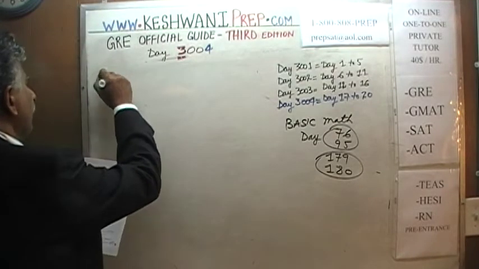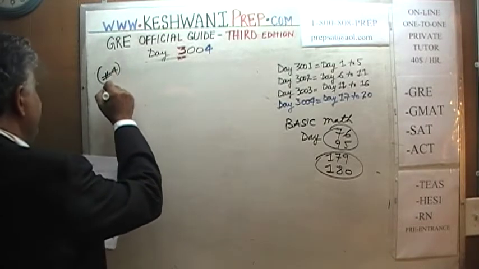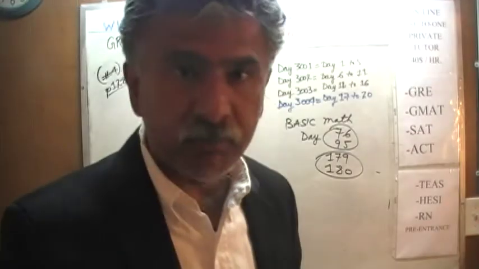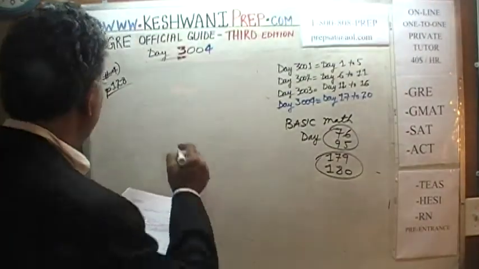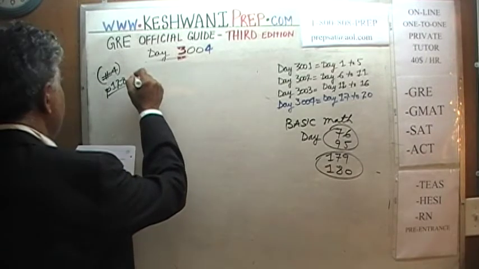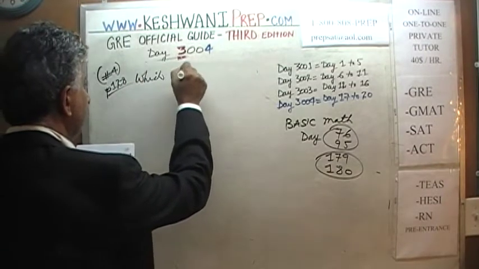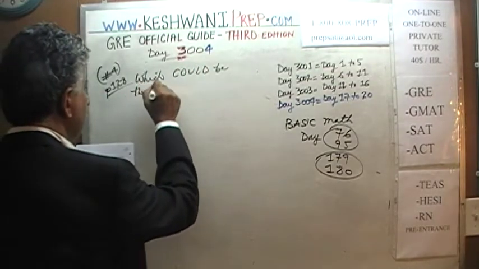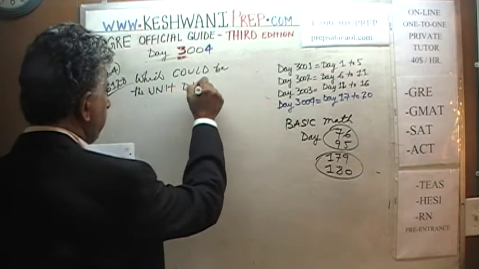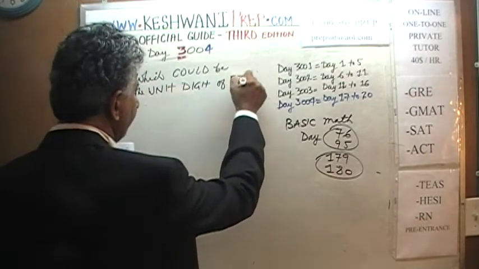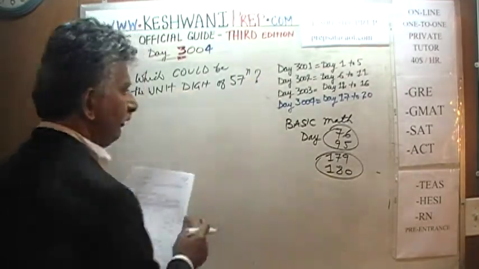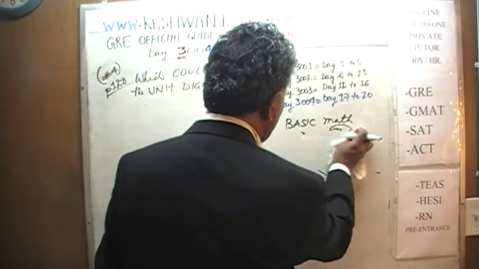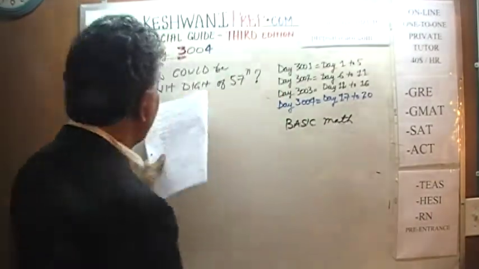Here's the first problem. Problem number 4 on page number 128. Turn to page 128. It's important that you have the book in front of you. On page 128, we have a problem which says, which of the following could be the unit digit of 57 raised to n. And by the way, this problem, as you can clearly see, deals with the concept of unit digit.